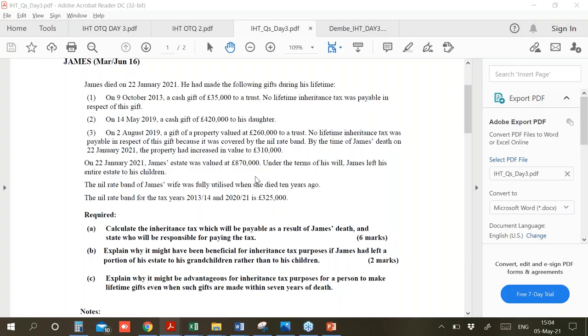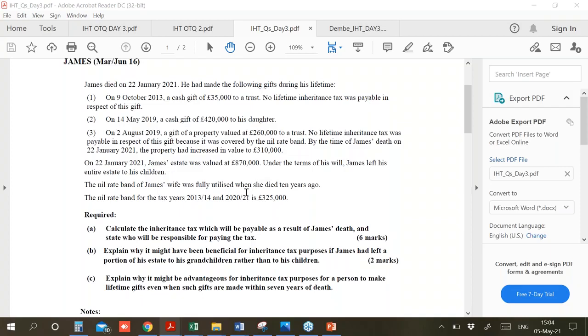And on death, there is no exemption available. There is only nil rate band available. The gifts can only be exempt if they are given either to charity or to a spouse. Otherwise, no exemption is available.